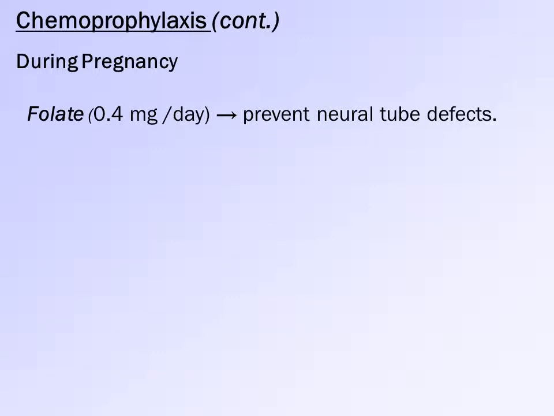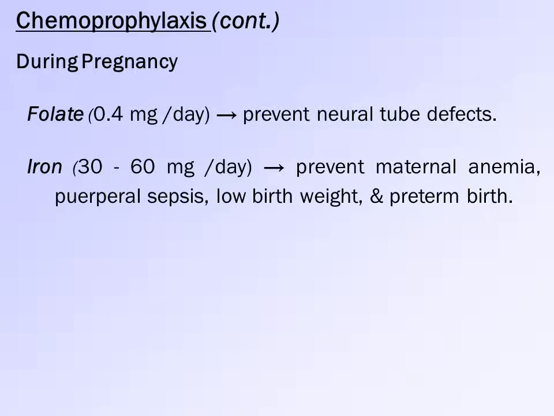What about chemoprophylaxis during pregnancy? This includes folate at a dose of 0.4 mg per day to prevent neural tube defects, and iron in a dose of 30 to 60 mg per day to prevent maternal anemia, puerperal sepsis, low birth weight, and preterm birth.